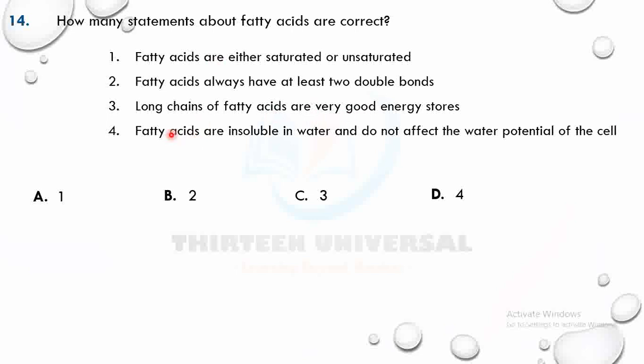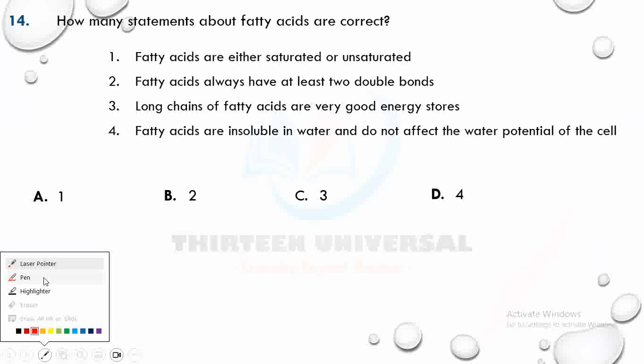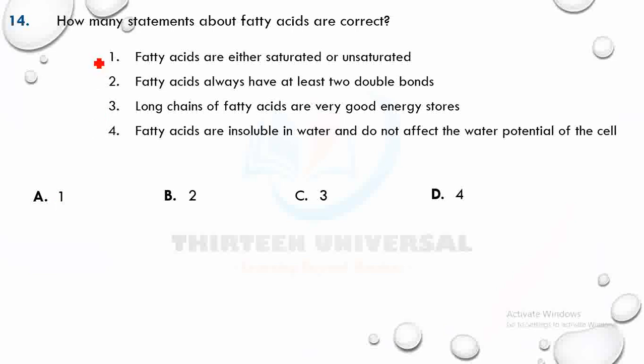Okay, let's check 4. Fatty acids are insoluble in water. Yeah, that's correct, and they do not affect the water potential of the cell. Because they are insoluble in water, they will not affect the water potential. So number 1 is correct, 2 is wrong, 3 long chains is correct, 4 absolutely correct. So how many statements are correct? Okay, 3 of them. C.